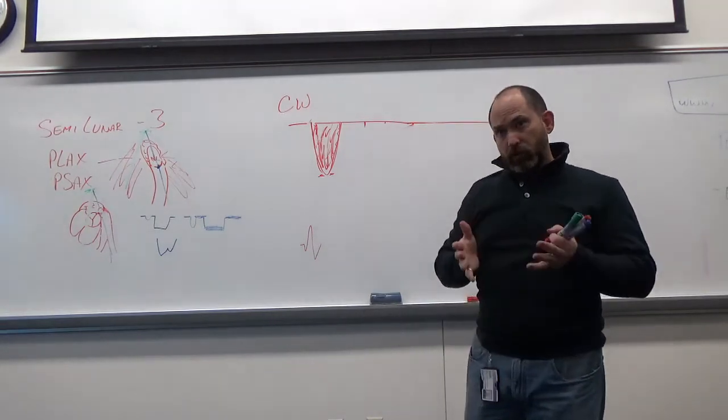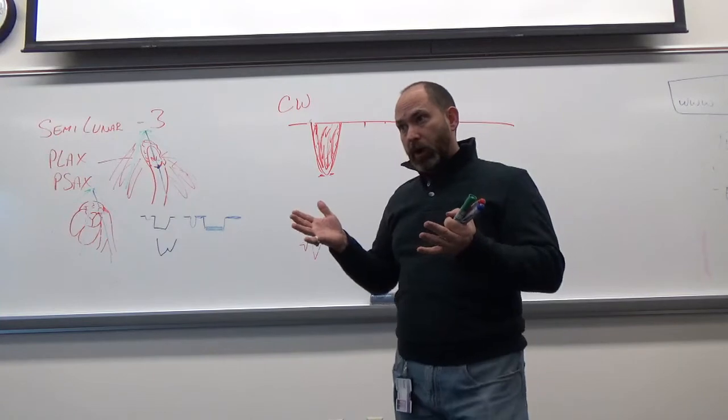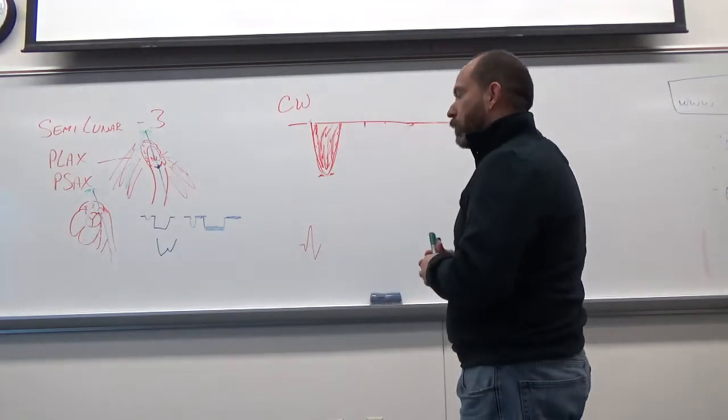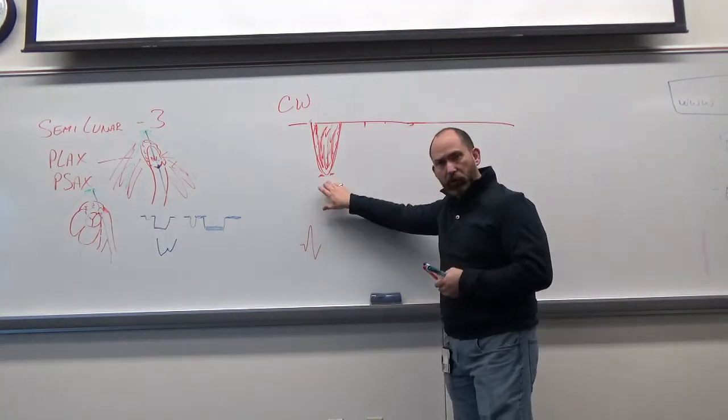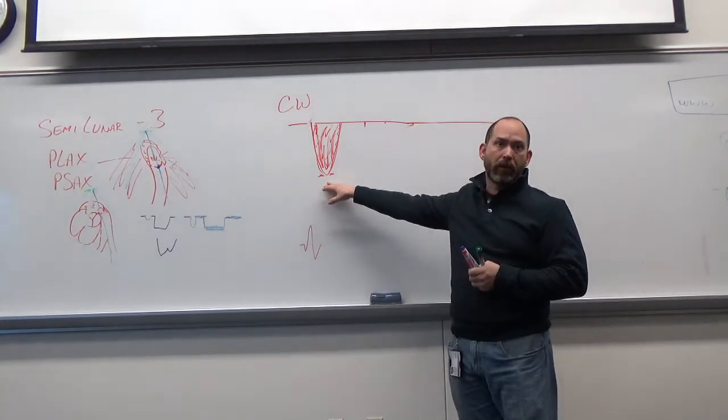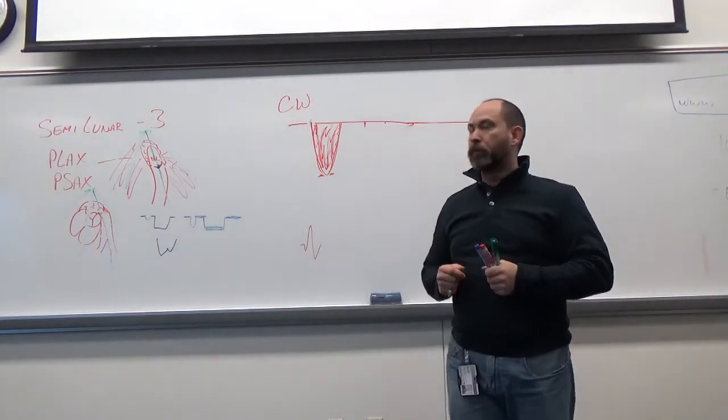So this one goes right through the valve, but basically the same area, that line is going to go through the same area that the pulsed wave did. The waveform's going to look the same, the velocity is just going to be a bit higher on a normal valve.